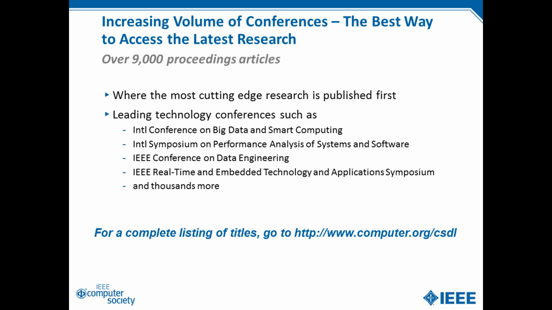Conference papers. Because our field moves so quickly, conferences tend to be where the latest research is being published first. A lot of the content in the CSDL is coming out of the conferences. Of the over 600,000 papers, about 500,000 are conference proceeding articles. So there are literally thousands of different conferences that we're publishing in the areas of, and these are just a few of the ones that are cutting edge.